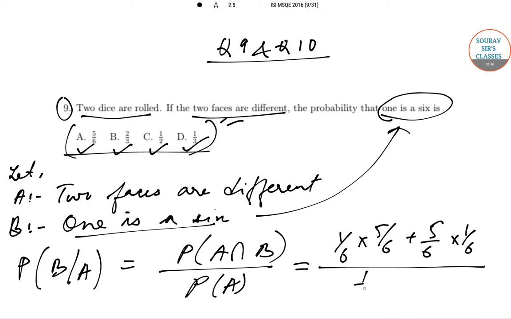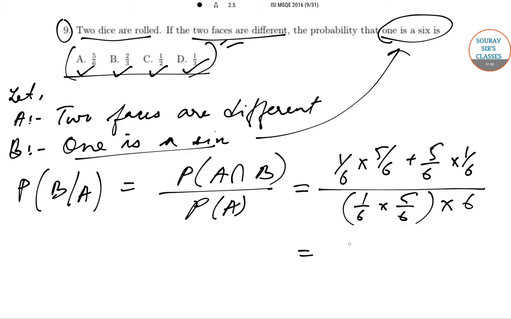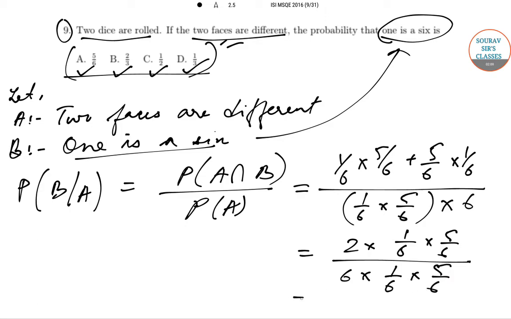And for the probability of the event where the two faces are different, it will be 1 by 6 into 5 by 6 into 6 for 6 different cases. So this will be equal to 2 into 1 by 6 into 5 by 6 upon 6 into 1 by 6 into 5 by 6, and this is equal to 1 by 3, which is the option D.